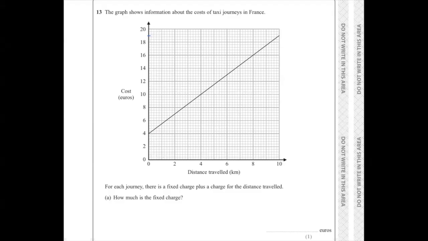Okay, so we've been given a graph that shows the information about the cost of a taxi journey in France. How much is the fixed charge? Now, the fixed charge is here. If you think about the distance, we've not actually traveled anywhere yet, and they're already charging us for, well, not pounds, euros, because we're in France. So 4 euros, and that is our fixed charge.